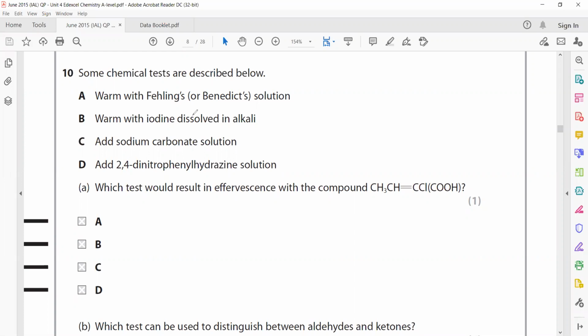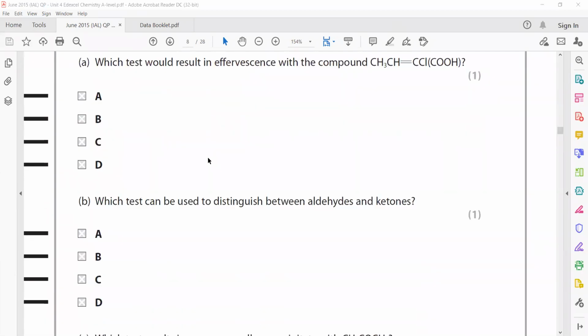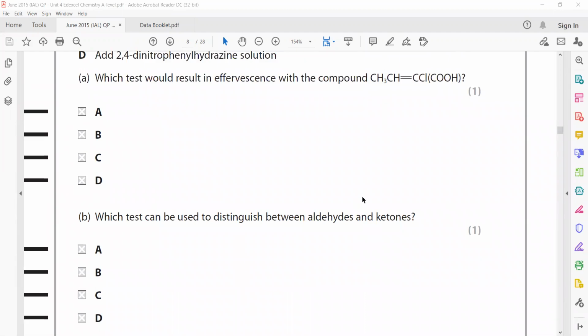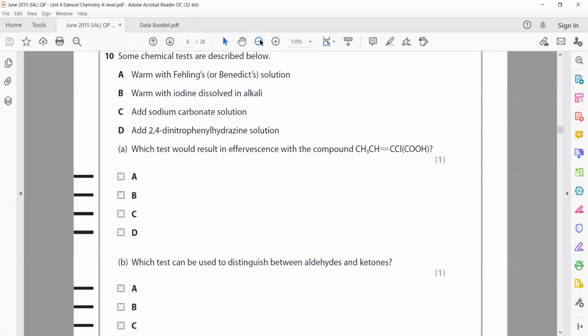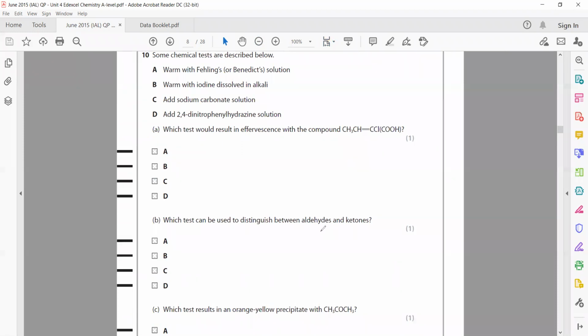Because it contains a carboxylic group, if we add sodium carbonate, it will give carbon dioxide, fizz, bubbles, effervescence, and the gas which is given off will turn lime water milky. Which test could be used to distinguish between aldehyde and ketone? So Fehling's or Benedict's, because aldehyde will give a positive result with Fehling's or Benedict's solution, but ketone does not react. So A is the right answer.